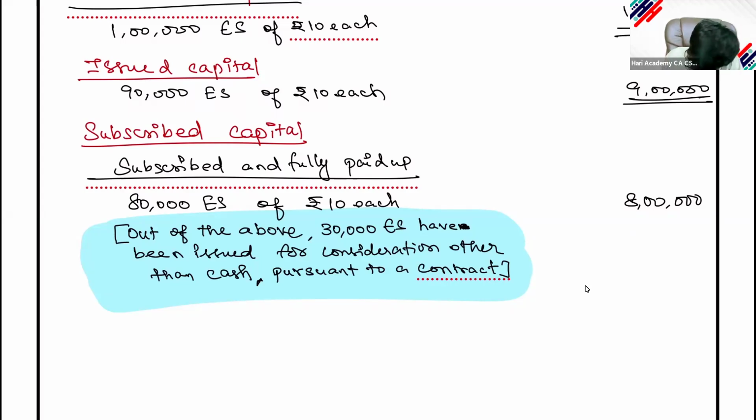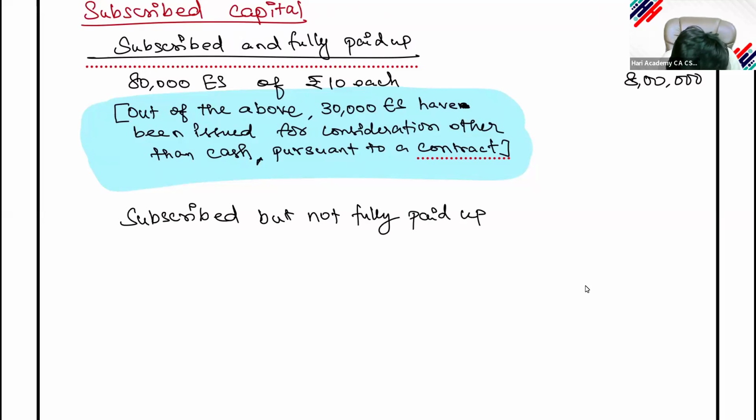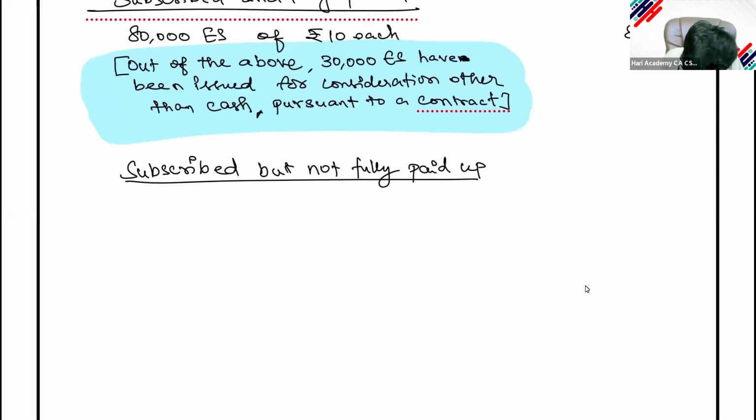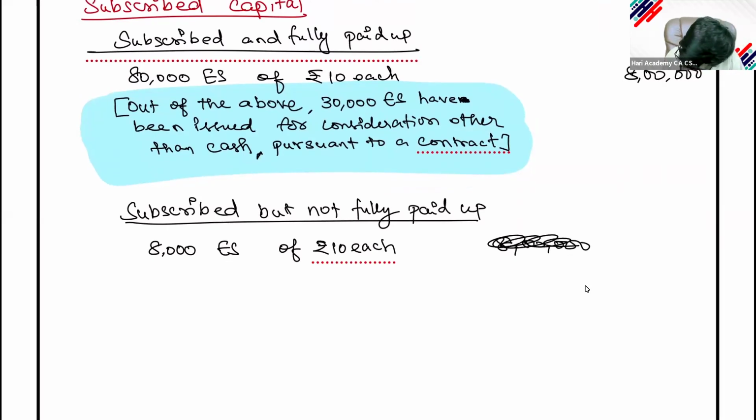Okay, listen. Now come to the most important aspect of note 1, that is subscribed but not fully paid up. Now, out of which, assume 8,000 equity shares of rupees 10 each should be shown in the dummy column. How much? 8 lakh. Dummy column, sorry. How much is 8,000 into 10? Yeah, 80,000, right? 80,000. Fine.